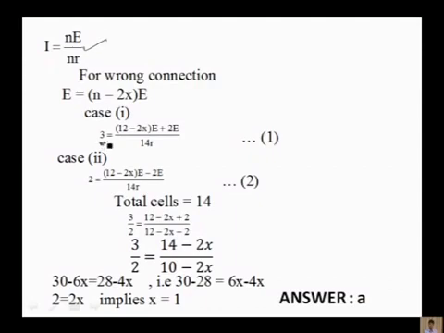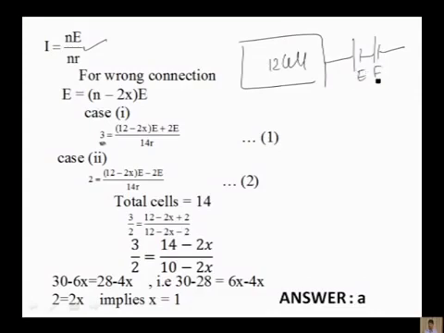The total number of cells to form a battery: see, this is a battery, connected by 12 cells. That is 12 cells, and these two are the wrongly connected cells into E. For this combination, 2 more cells are connected in series. These 2 more cells are identical, E and E. Therefore, the effective EMF is equal to 2E. Therefore, total 12 plus 2. How much internal resistance? This is 12R, this is 2R. In total it becomes 14R. Okay, this is equation number 1.